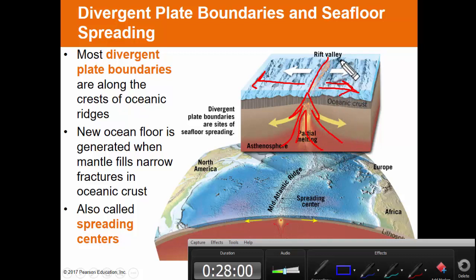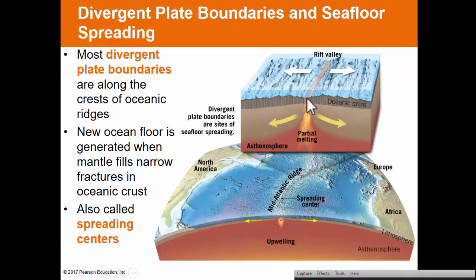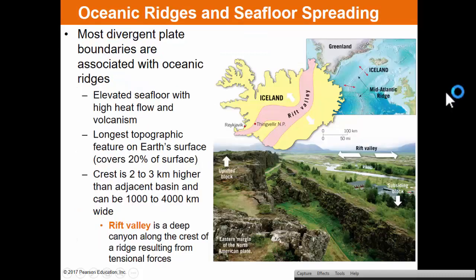So it's easy to see where you're going to have nice young rocks right along the rift valley, right? And then as you move away, you'll have much, much older rocks. And because it's older and older and older, your sediment is going to be much thicker where it's older and much thinner where, of course, it is not as old. These are known as spreading centers.